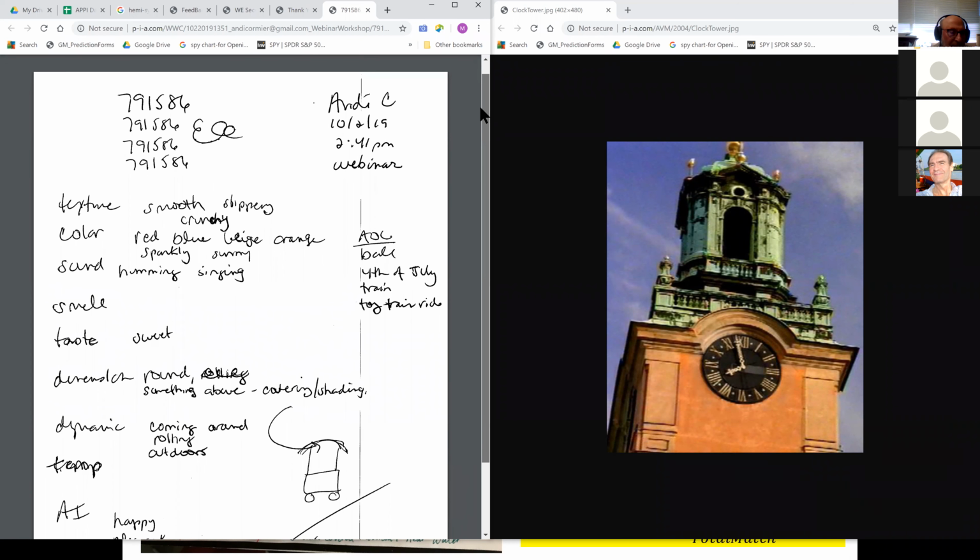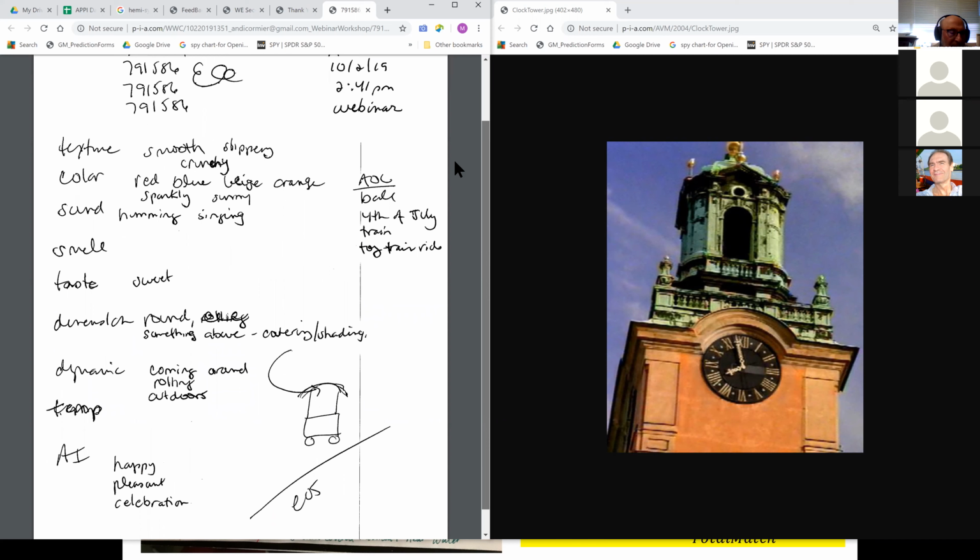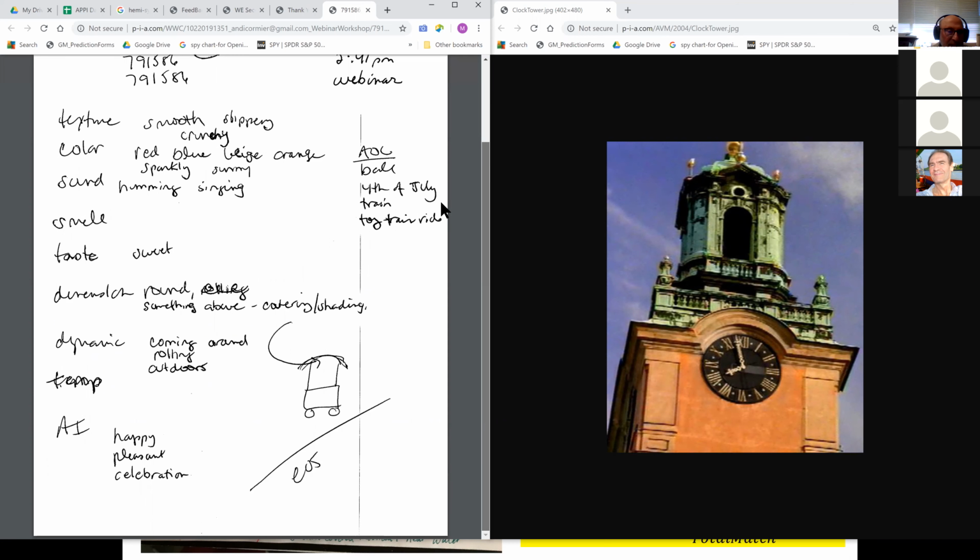And then there are round elements there. I thought there was something coming around. And I think with the clock, I was looking at the clock coming around. I saw it coming around counterclockwise. I almost wrote down counterclockwise, but I didn't. I had an arrow there that kind of got covered up. Okay, and you got outdoors, right? Happy, pleasant.